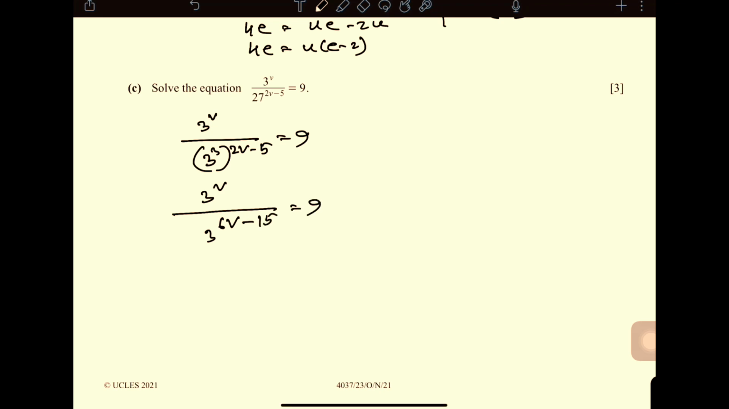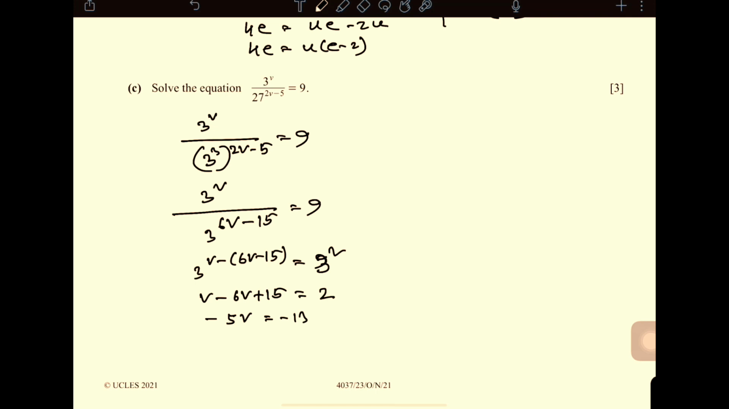Since base is same, we can write 3b minus 6b minus 15 equals 9. 9 means we can write 3 squared. Finally, since base is same, we can write b minus 6b plus 15 equals 2, and then let us simplify. 5b equals 15, it is subtracted, so it is minus 13. So b equals 13 by 5. That's nice.